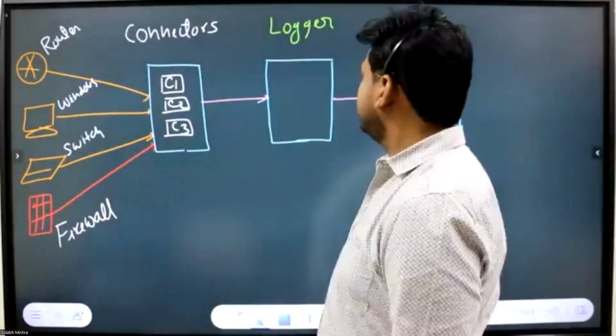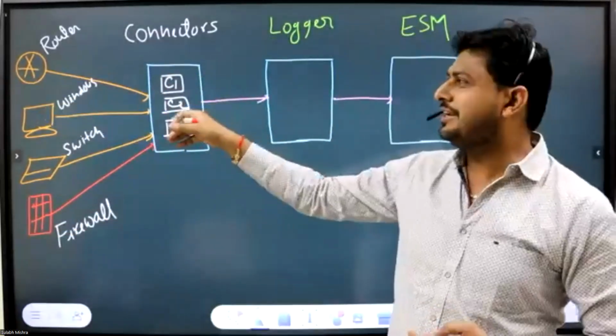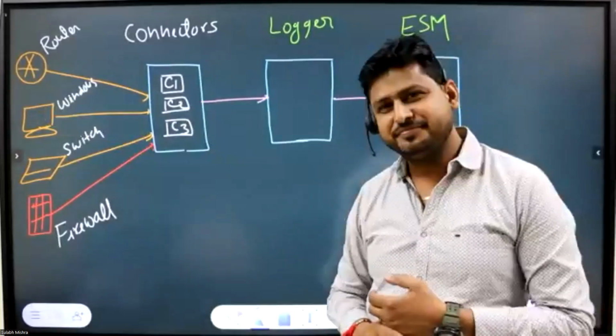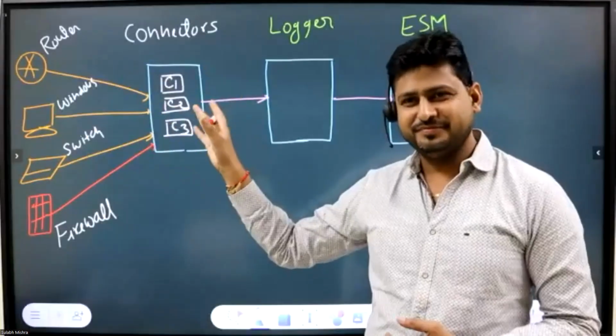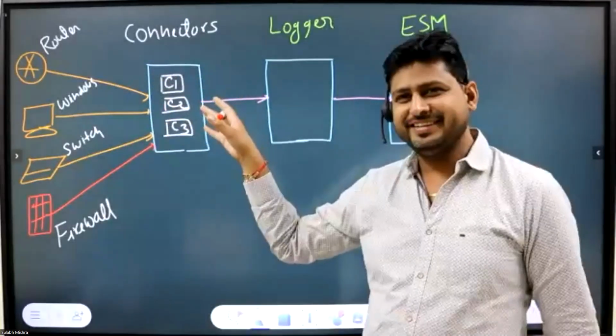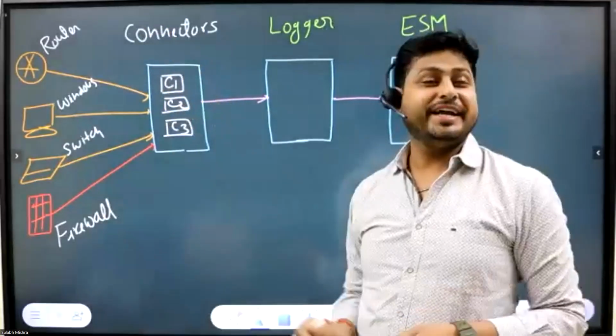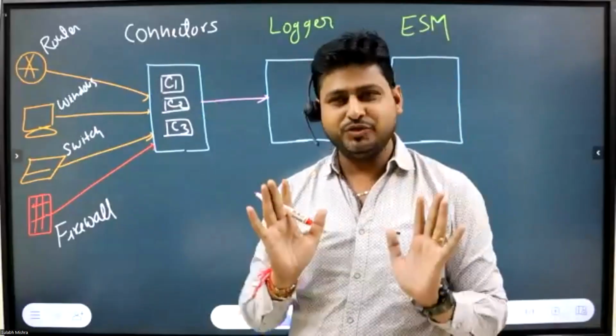So what do you understand from this architecture? What is the connector doing here? Connecting all the devices from the network, where the agent will be installed. So the connector is a component of Arcsight which is responsible for this. I will ask you to write it, but first you understand, okay?